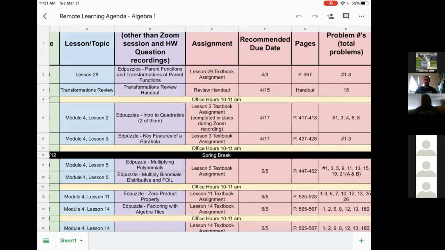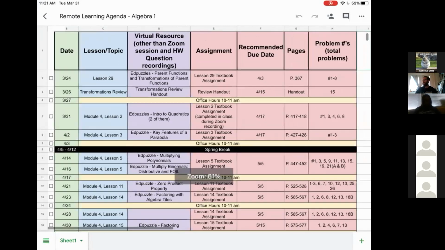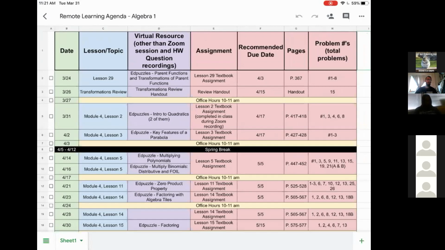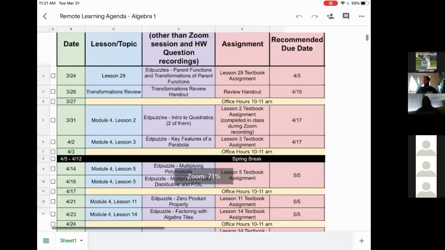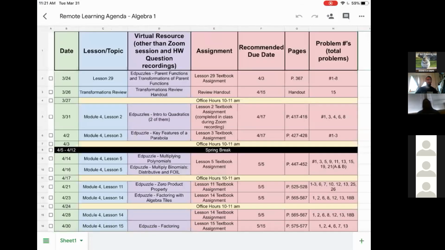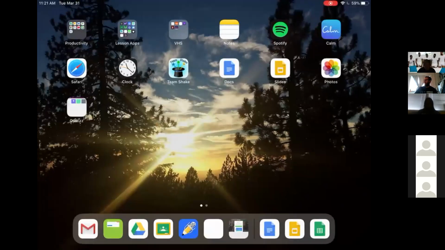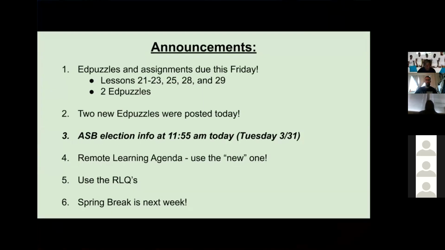I want to kind of segue back or return back to this. Make sure you use this learning agenda. All it is, basically, everyone, is it's what we're learning on which days. Today is the 31st, so we're going over lesson number 2 and what the homework and the actual classwork is. So just use that to your advantage, and please use this moving forward if you have any questions about that. All right, let's go back to our announcements.